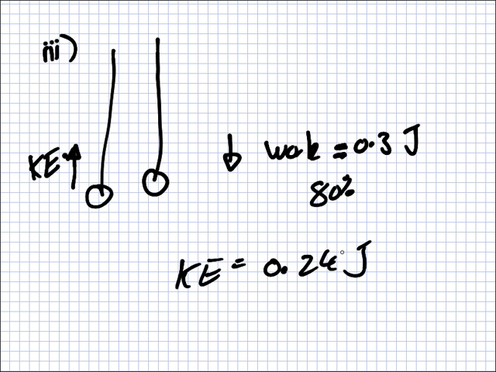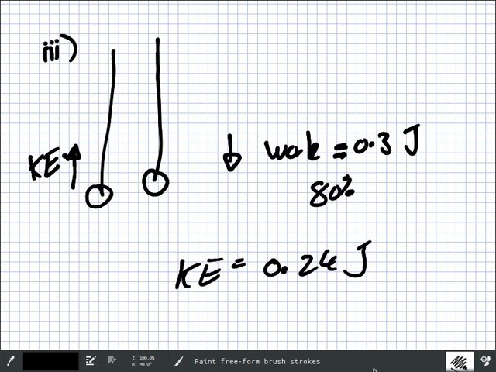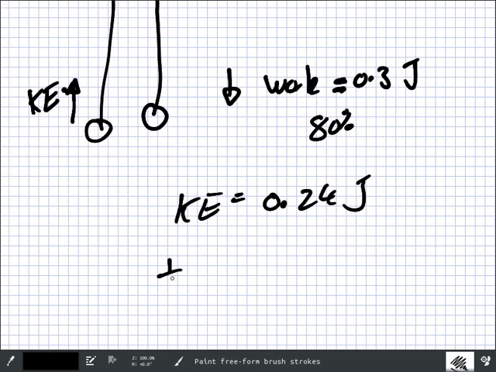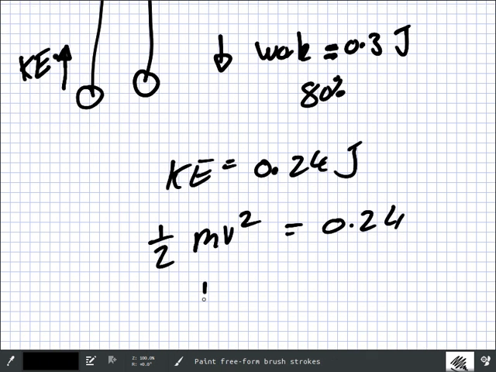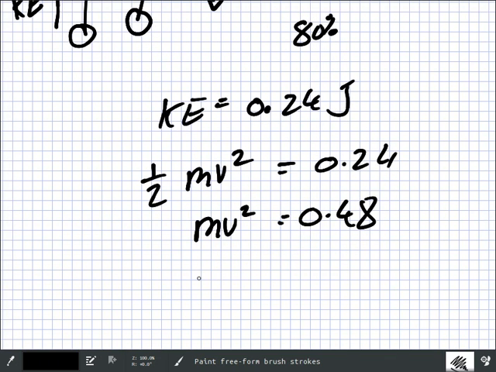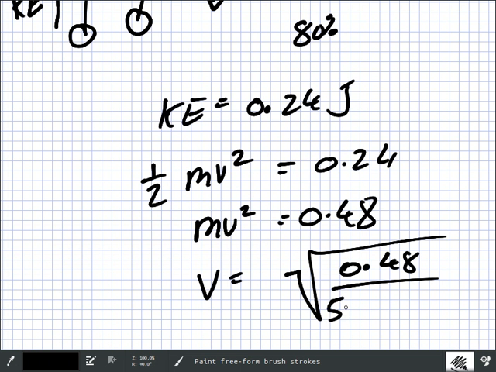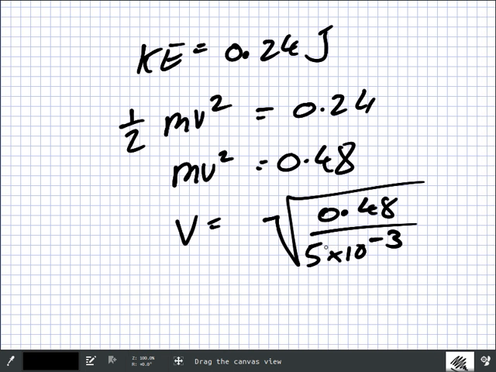Okay, and now they ask you for the speed. Well, how do you get that? A half mv squared. That should equal 0.24. So that means mv squared should equal 0.48. So that means v should be the square root of 0.48 over 5 times 10 to the minus 3. And that's our v.